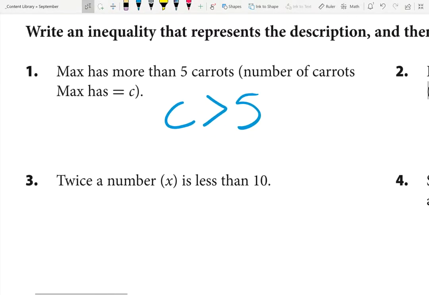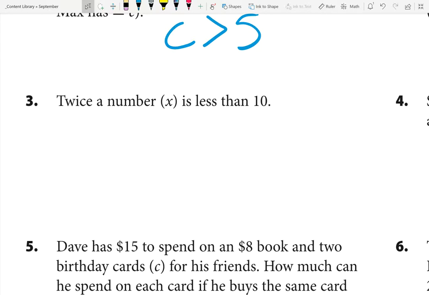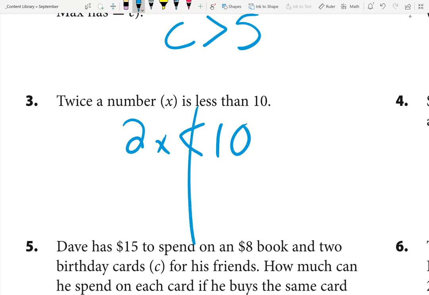Okay, number 3. Twice a number, x is the number, so twice x is less than 10. So twice x means 2x is less than 10. There's our inequality. Now this one's not solved, so we do need to go ahead and solve it. In case you're lost here, I'm trying to solve for x. I want x by itself, which means that this 2 right here next to x, I've got to get rid of it somehow so that I just have plain old x by itself.